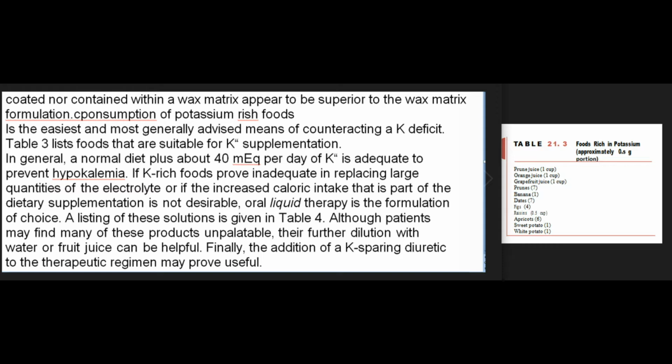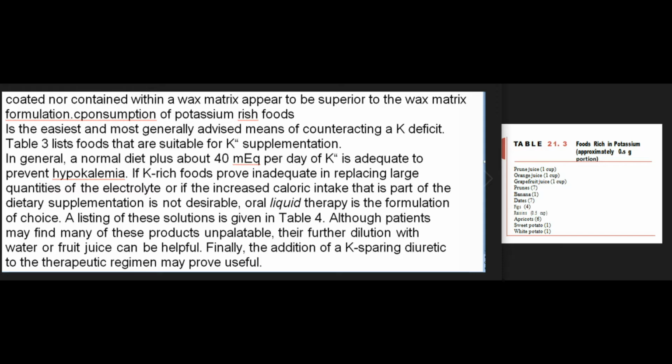In general, a normal diet plus about 40 milliequivalent per day of K is adequate to prevent hypokalemia. If K-rich foods prove inadequate in replacing large quantities of the electrolyte, or if the increased caloric intake that is part of the dietary supplementation is not desirable, oral liquid therapy is the formulation of choice. A listing of these solutions is given in Table 4. Although patients may find many of these products unpalatable, their further dilution with water or fruit juice can be helpful.